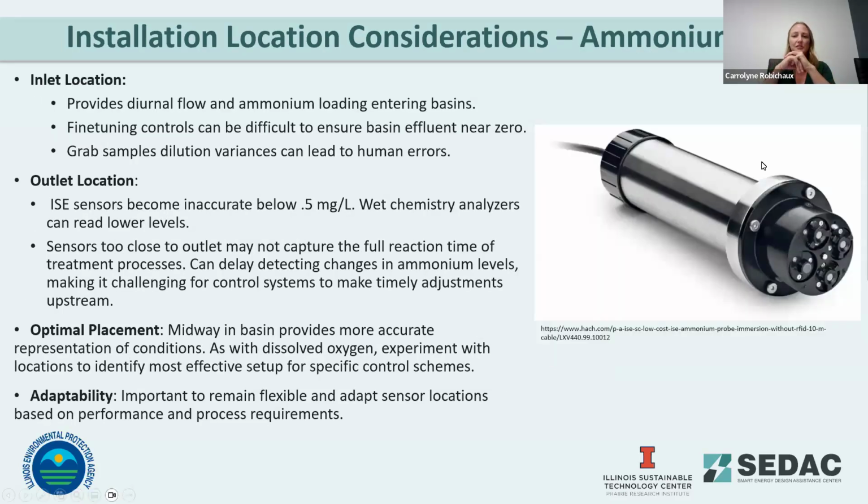So installation locations for ammonia sensors. This is talking specifically about ISC sensors. At the inlet location, you can have some problems fine tuning there. Same with the outlet location. ISC sensors are typically 0 to 1,000 ppm, 0 to 2,000 ppm. They do not react well at 0.5 milligrams per liter or below. So at the end of the aeration basin, at the outlet, you're never going to want to install an ISC sensor there.